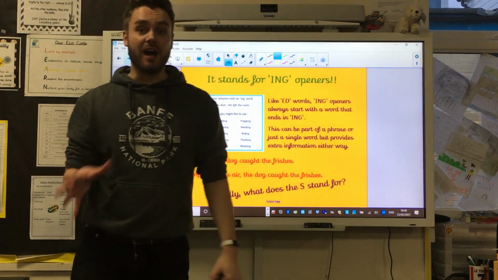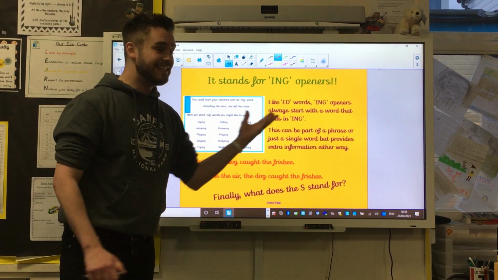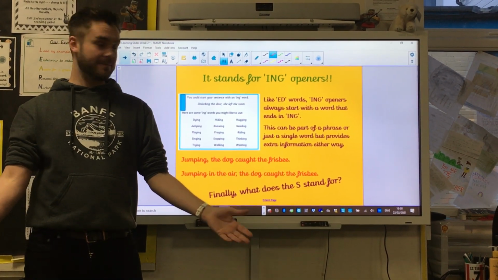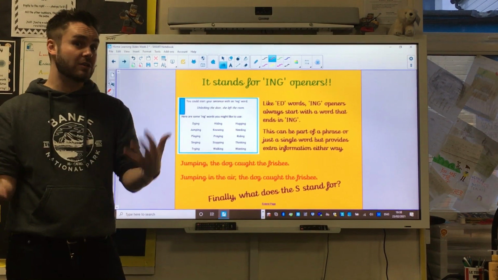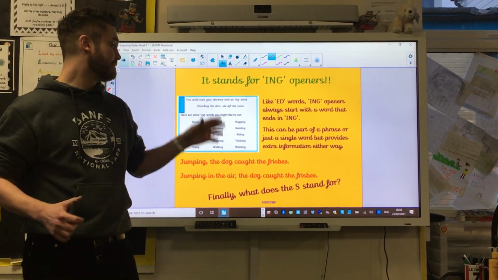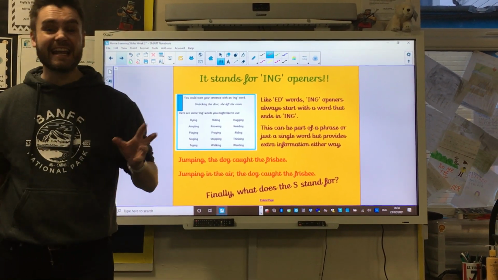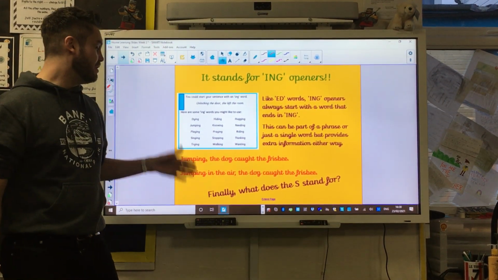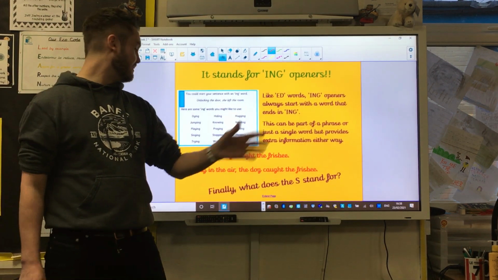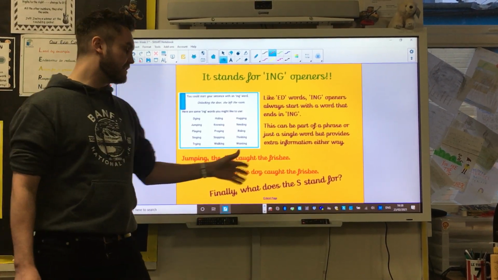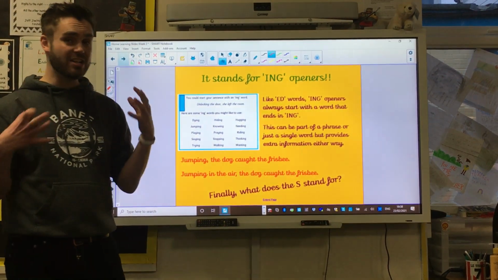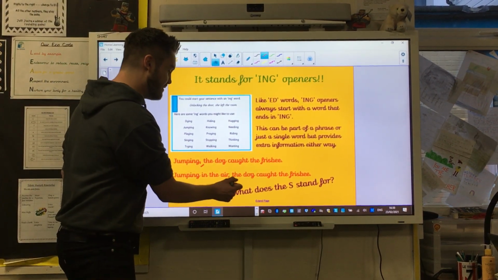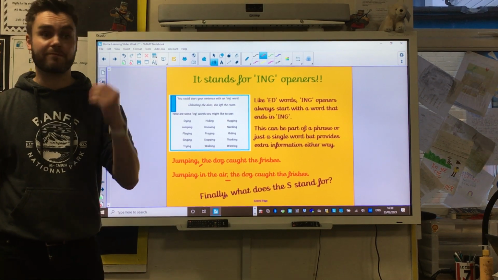I stands for those ing openers, Year 4. Like ED, ing openers always start with a word that ends in ing. Now this can be part of a phrase or just the word on its own, but it provides, once again, extra information to what you're writing about. So you could put, "Jumping, the dog caught the frisbee." "Jumping in the air, the dog caught the frisbee." Nice and simple. Both are adding extra information. Of course, do not forget your commas after either that word or phrase.